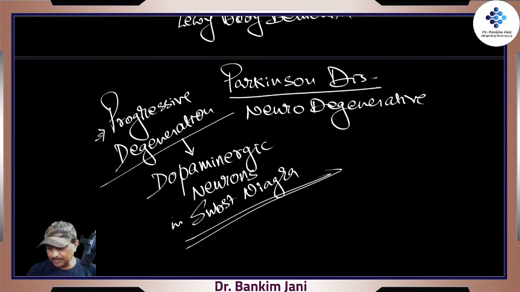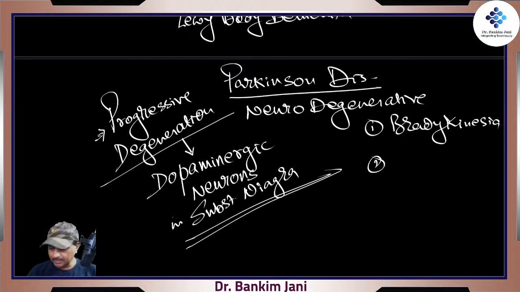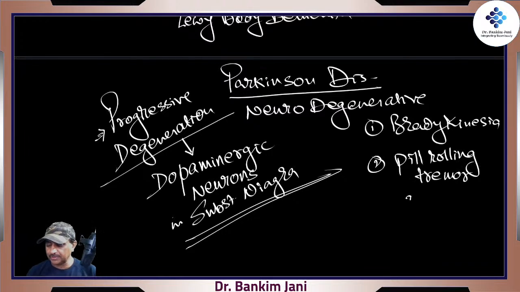And we talked about their cardinal signs. One was bradykinesia. Second was the pill rolling tremor, and it would be 3 to 5 hertz. Now we can't measure whether it is 3 hertz or 5 hertz, but you know the typical movement, classically this type of movement. If you count 1, 2, 3, 4, 5, 6, 7, 8, 9, 10 and 3 seconds have passed, roughly it is 3 to 5.